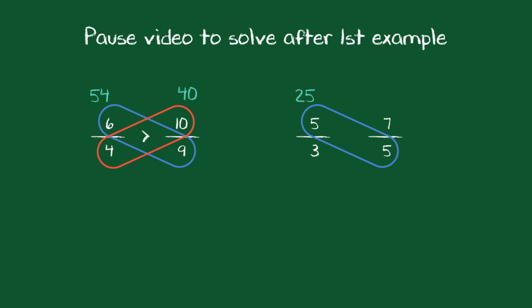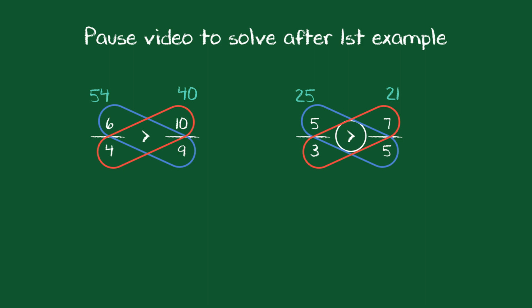Now, cross multiply the extremes. 3 times 7 equals 21. Place the 21 over the 7/5 fraction. In conclusion, we can clearly see that 25 is greater than 21. Thus, 5/3 is greater than 7/5.